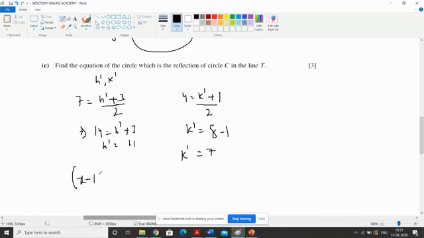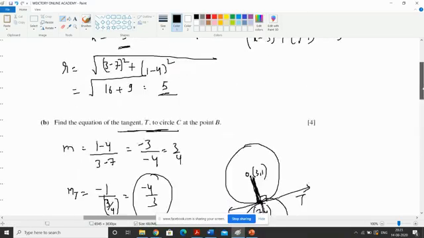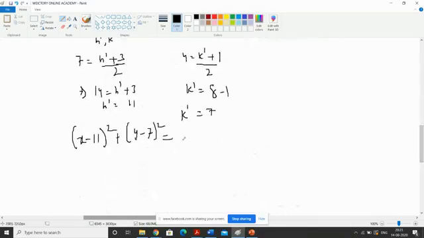So once we get the new center, we can find the equation. x minus 11 whole square plus y minus 7 whole square equals, the radius is not going to change, radius is 5, so 5 square is 25. That's the equation of the circle.